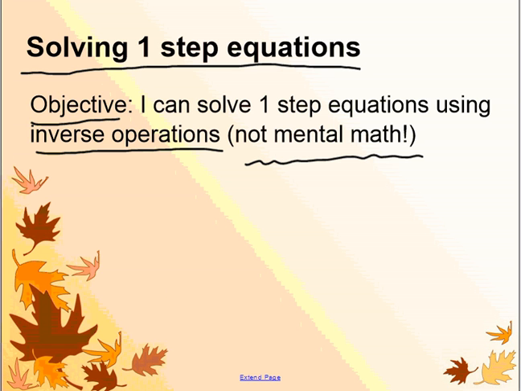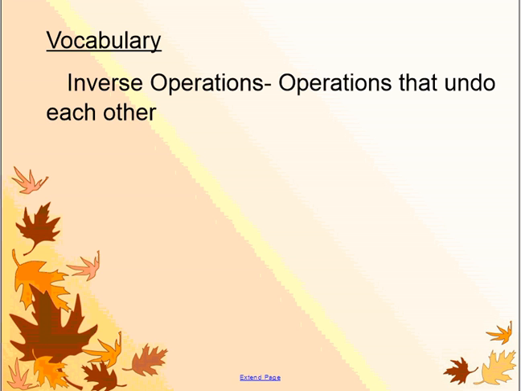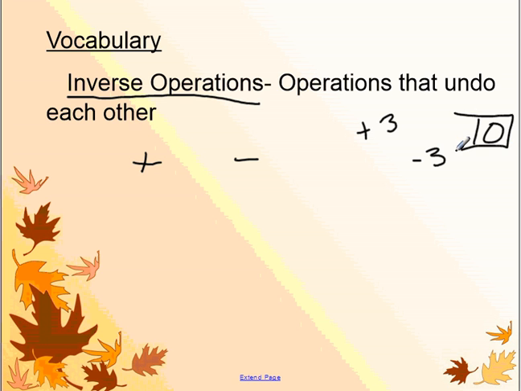So now we have to talk briefly about what an inverse operation is. So write this vocabulary word down. An inverse operation are two operations that undo each other. For example, the inverse operation of addition is subtraction. If I have, I don't know, 10 cookies and I add 3 cookies and then I subtract 3 cookies, well, I'm left with however many I started out with, 10 cookies. So addition and subtraction are inverse operations. They undo each other. We also have multiplication and division that are inverse operations.